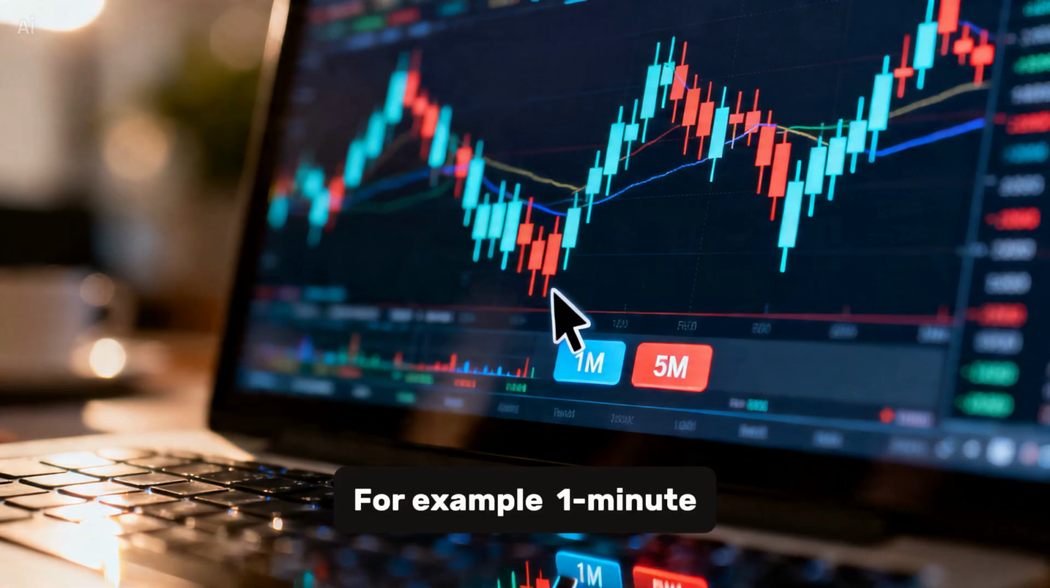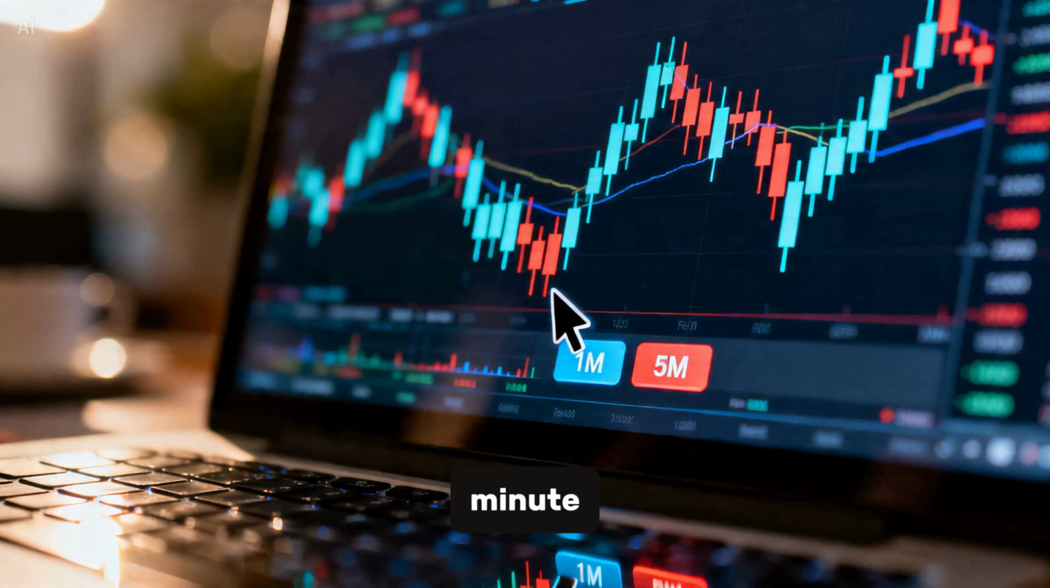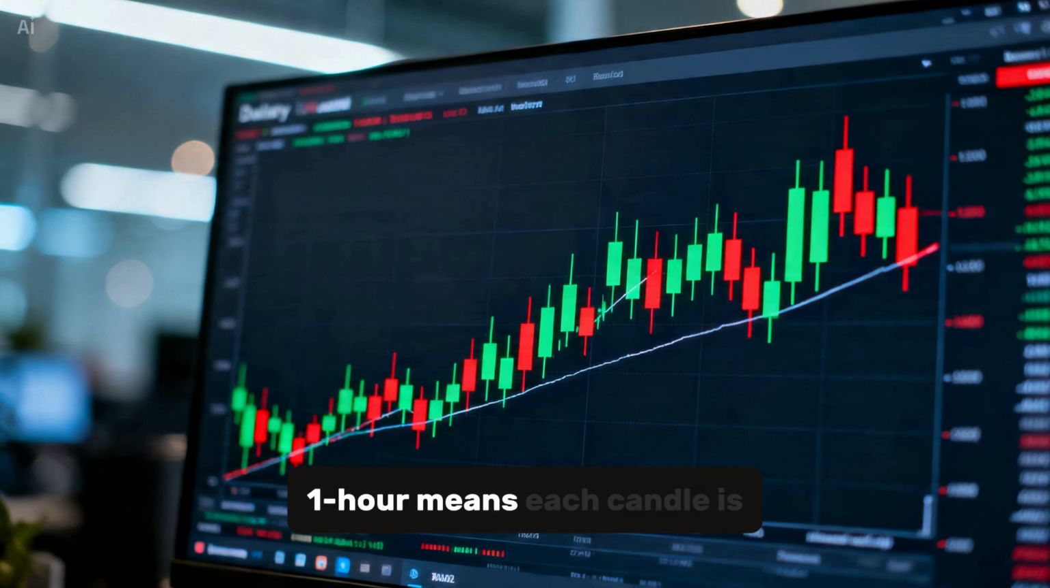For example, 1 minute means each candle is 1 minute. 5 minute means each candle is 5 minutes. 1 hour means each candle is 1 hour, and 1 day means each candle is 1 day. The higher the time frame, the bigger the move each candle represents.